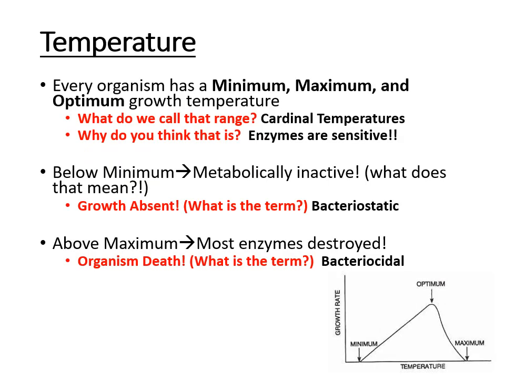Now, just a reminder, as we talk about temperature as one of the physical factors, you have to remember that every organism, even you, has a minimum, maximum, and an optimum growth temperature. We call that range of minimum, maximum, and optimum the cardinal temperatures. If you look at this figure in the corner, that would be a graph of the cardinal temperatures of an organism. Now, why do you think it is that we have that specific range of being able to have our cells survive? Well, the main factor is our enzymes.